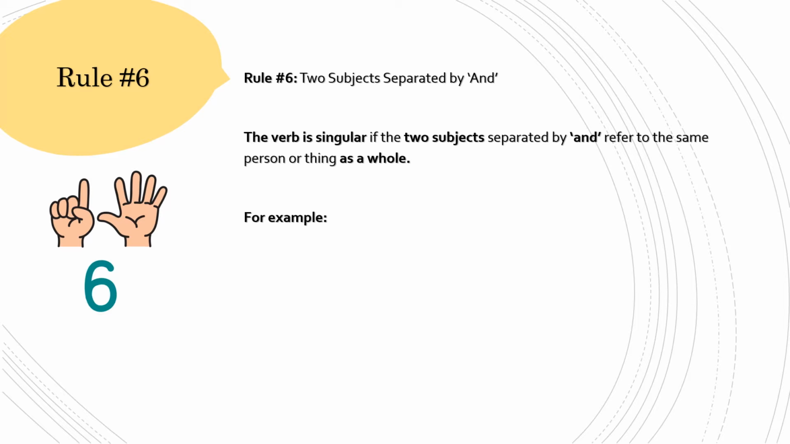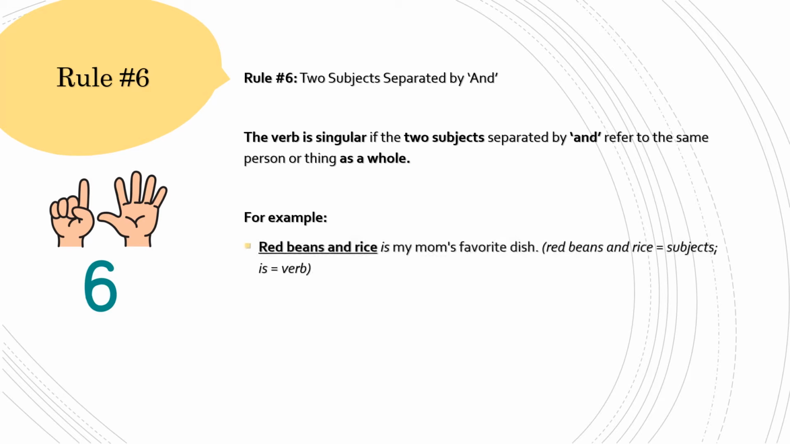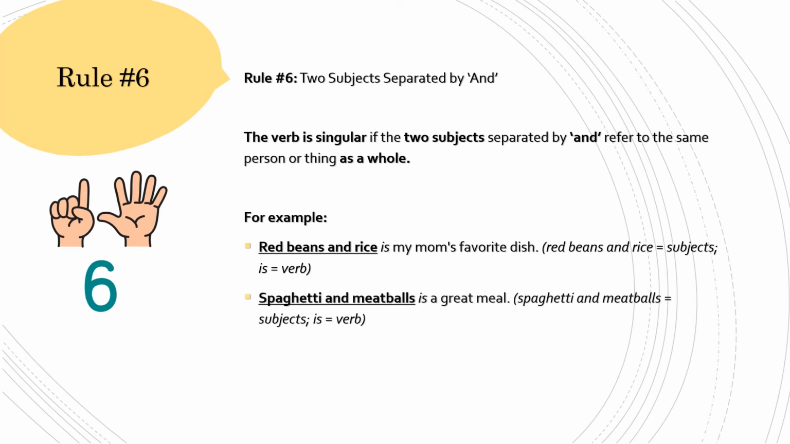For example, red beans and rice is my mom's favorite dish. Red beans and rice are the subjects, and is is the verb. Spaghetti and meatballs is a great meal. Spaghetti and meatballs are the subjects, and is is the verb.